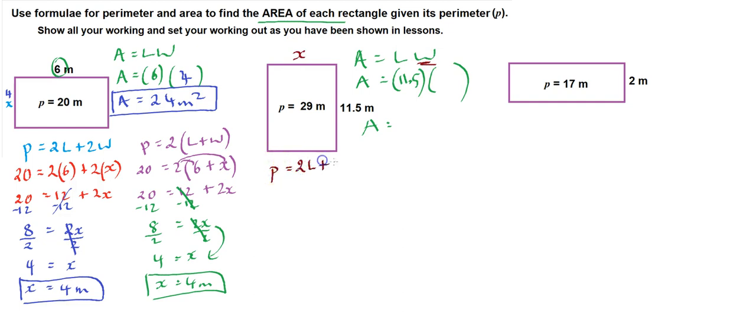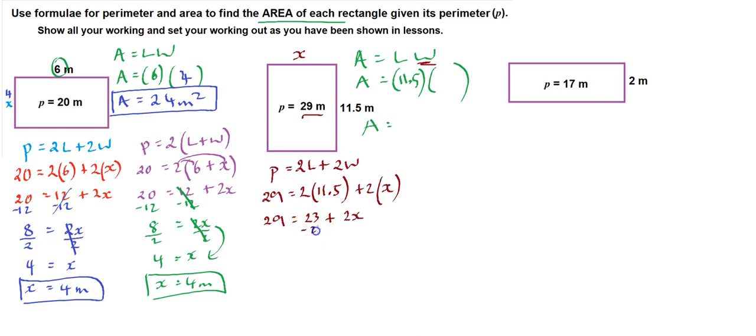So 2L plus 2W, and now let's substitute. We know the perimeter is 29, we're given that information, equals 2 times, we said the length was 11.5, plus 2 times the width, and we don't know what the width is, but we've called it x for now. And let's tidy all this up. So 29 equals 2 times 11.5 is 23, plus 2 times x is 2x.